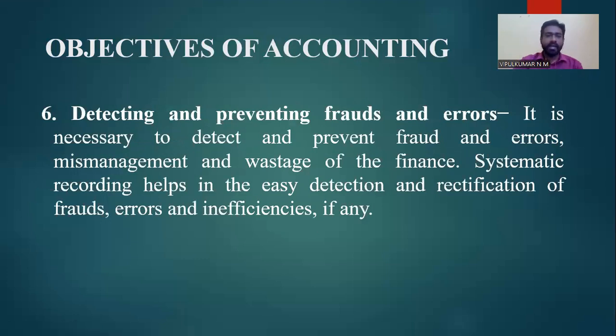The sixth objective is detecting and preventing frauds and errors. While preparing financial accounts, the chances of frauds and errors are high. In order to avoid frauds and errors in books of accounts, there are many mechanisms implemented by organizations. And if the results provided by the accounting are wrong or not fair, it will have a huge impact on the stakeholders. So that is why detecting and preventing frauds and errors is one of the objectives of accounting.